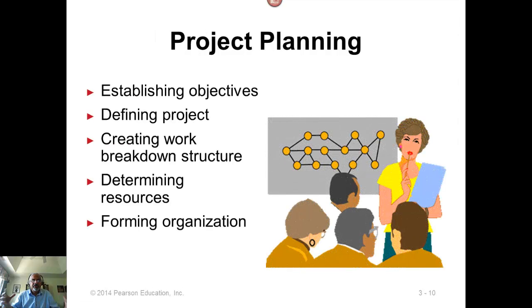Planning involves establishing project objectives, like what is to be done and when it is to be completed, and defining the project in terms of what tasks are involved. What is the work structure? Creating the work breakdown structure: take each major work structure and break it down into individual tasks to be completed, and then determine the interrelationships among those tasks, and determine the resources, the equipment, the labor power and the skills needed to complete those tasks, and then put them together into an organizational structure to manage the project.